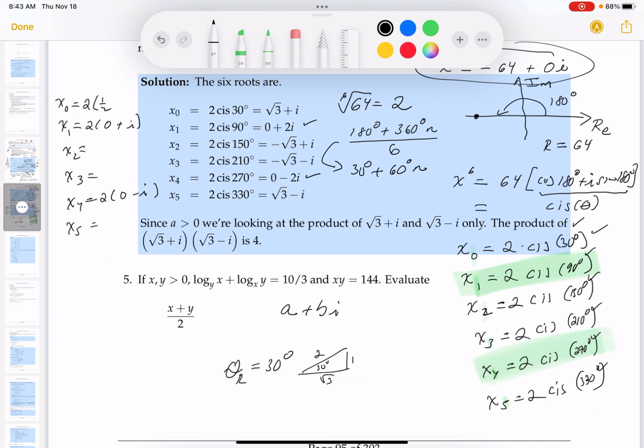And I'm sorry, √3 over 2. I'm daydreaming again. And what's the sine going to be? It would be a half. So that'd be i over 2. And I'm going to say if I multiply that, you get √3 plus i. And I got this right over here.